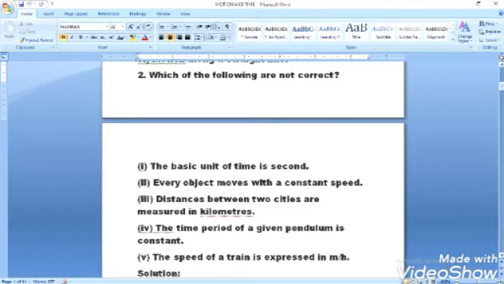Which of the following are not correct? The basic unit of time is second. It is correct. Second one, every object moves with a constant speed. Is it correct? No. It is incorrect. Third one, distances between two cities are measured in kilometers. It is also correct.